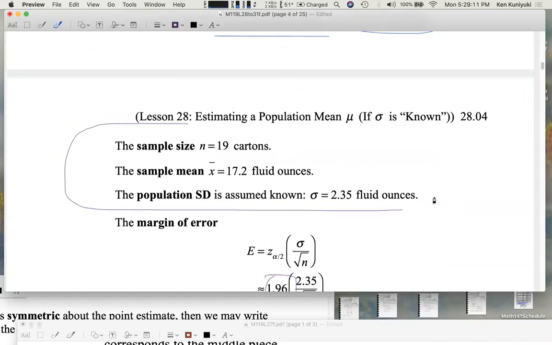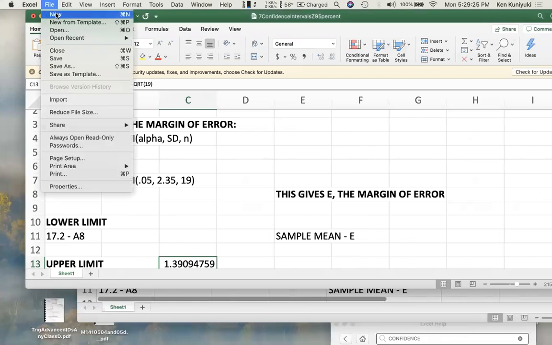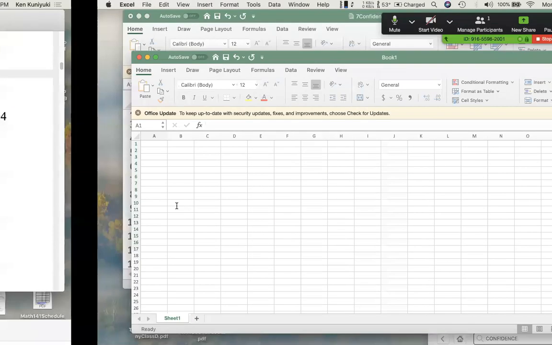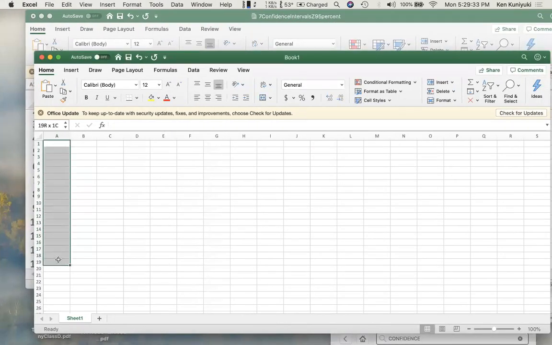So here are the key sample statistics. This was predetermined. The sample size n is 19 cartons. The sample mean, x bar, was 17.2 fluid ounces. Of course, that's determined after we get our sample. You might even use Excel to figure that out. Get an Excel worksheet, right? And then you have 19 cartons.